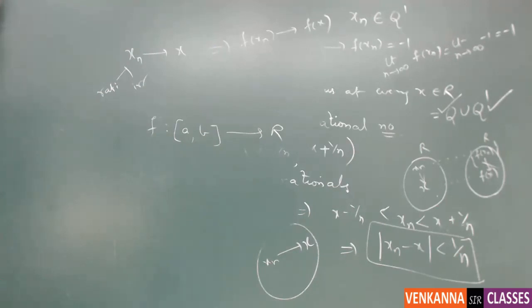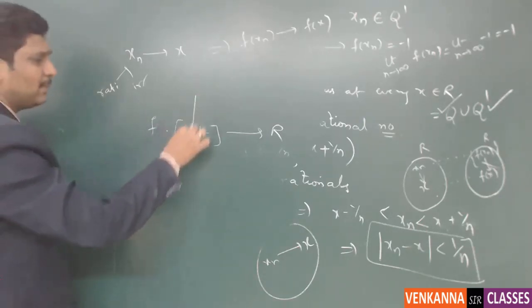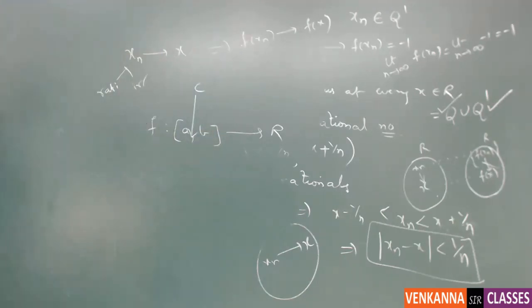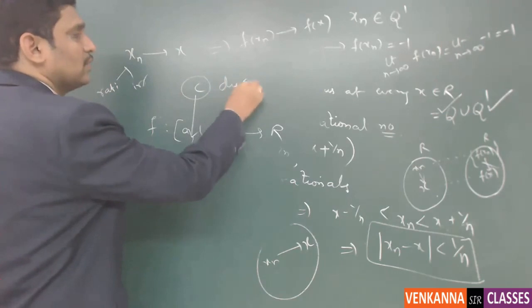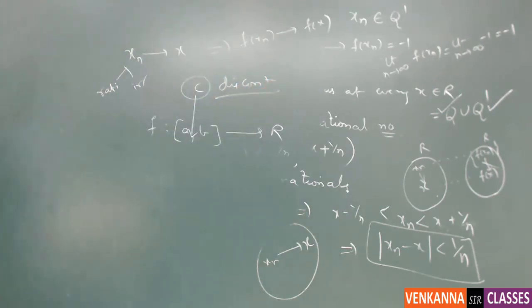if I give that f from closed interval [a, b] to R is a function, and I ask you to show that f is continuous at every point in that interval, what is going to be done? You are going to prove the continuity at each and every point of that interval. Now think how difficult it is. Suppose in this interval I have randomly picked a point c, and I ask you to prove that at this point f is discontinuous.